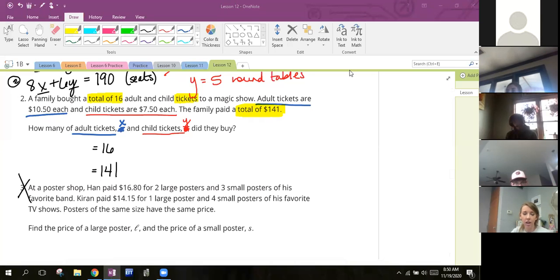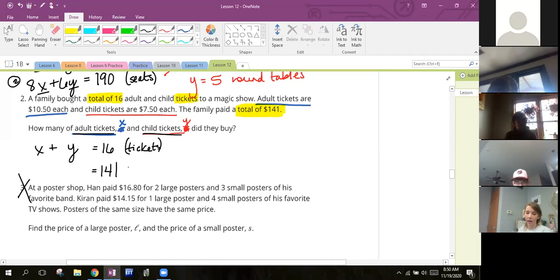Okay, let's look at it. So when we're talking about 16, we're talking about the total tickets. All right, so what makes up our total tickets? X plus Y. Good, our adult tickets X plus our child tickets Y. All right, and then when we're talking about total 141, we're talking about the total price. So this equation has to include all the prices in it, okay? So how much is an adult ticket? Adult tickets are $10.50, so we'd have to do 10.50 X plus the child's ticket, which is 7.50 Y.